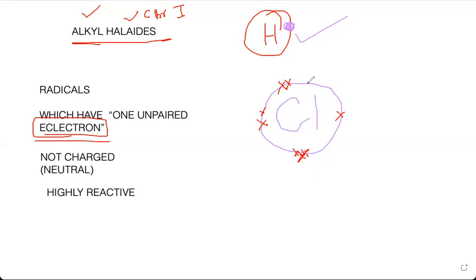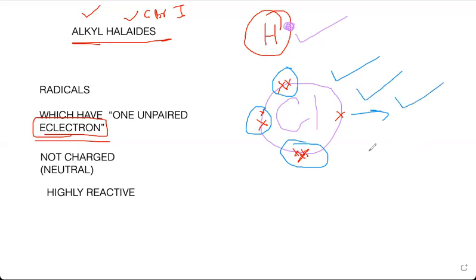Students say, Miss, all the electrons of the chlorine are unpaired. No, they are paired with each other. These two electrons are paired with each other, and these are also paired with each other. That's why they are not taking part in bonding. Only this electron will take part in bonding for the chlorine. Chlorine always makes a single bond, so this electron is unpaired. Yes, the chlorine has one unpaired electron. It is not charged, it is neutral, so it is highly reactive.